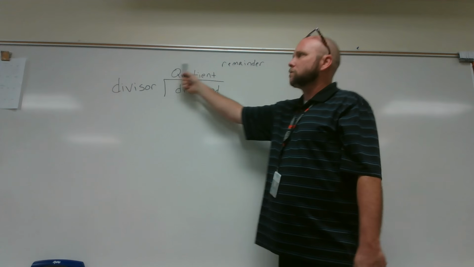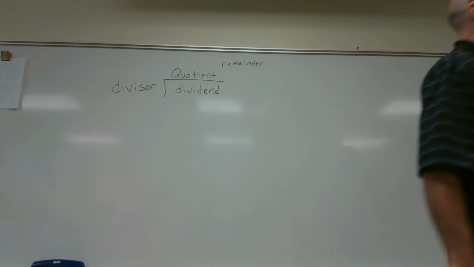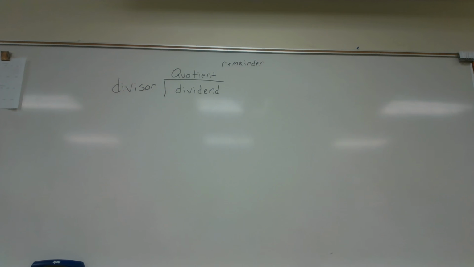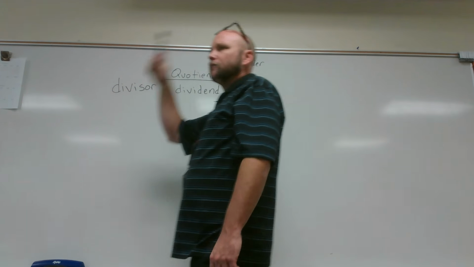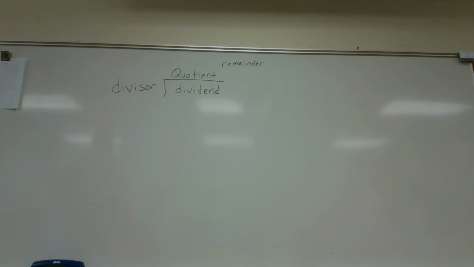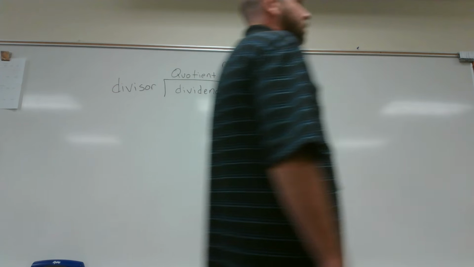The quotient is the answer to a division problem. The remainder is what you have left over. Most of you know the remainder. The divisor is on the outside. The dividend is on the inside. You're writing it in your journal, right where you glued the steps to long division.